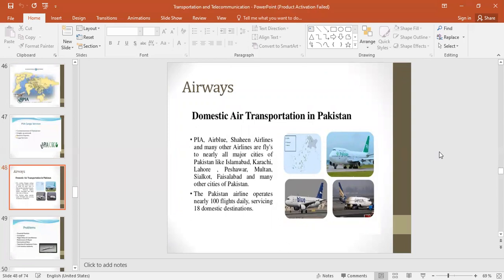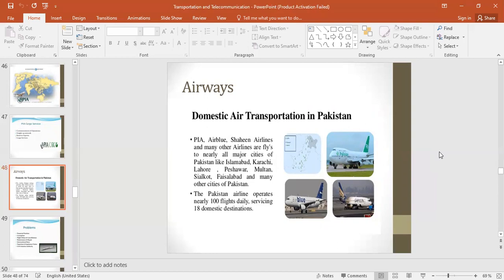These are the domestic air transportation in Pakistan, like Air Blue, and also Shaheen Airways, right? The Pakistan airline operates nearly 100 flights daily, servicing 18 domestic destinations.